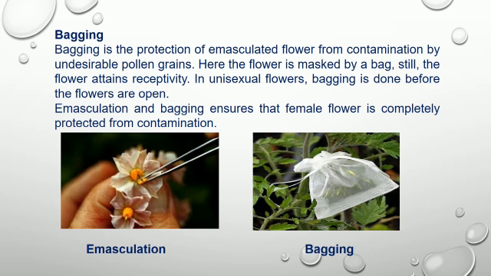Bagging. Bagging is the protection of the emasculated flower from contamination by undesirable pollen grains. Here the flower is covered by a bag until the stigma attains receptivity. In unisexual flowers, bagging is done before the flowers are open. Emasculation and bagging ensure that the female flower is completely protected from contamination.